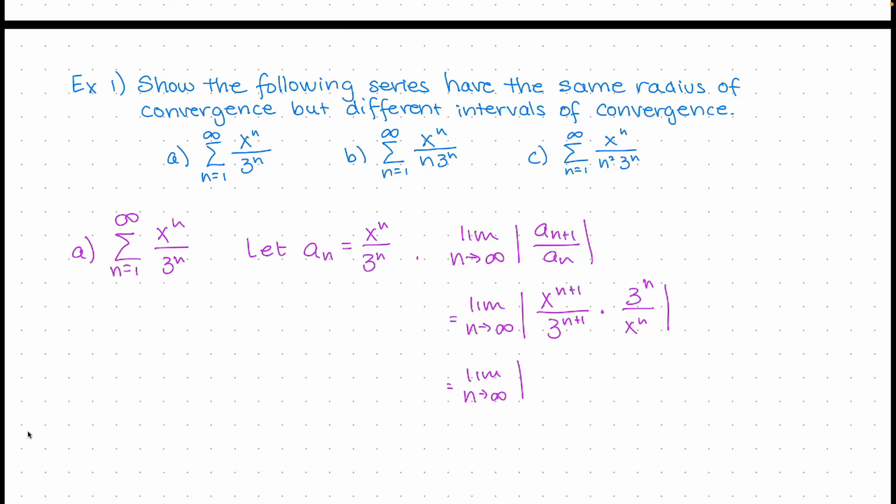Kieran. Say it again. 1/3 x, exactly. First I thought you said square root of x. I'm like, I know that's not what he said. Got it. So what is the limit as n approaches infinity of the absolute value of x over 3?